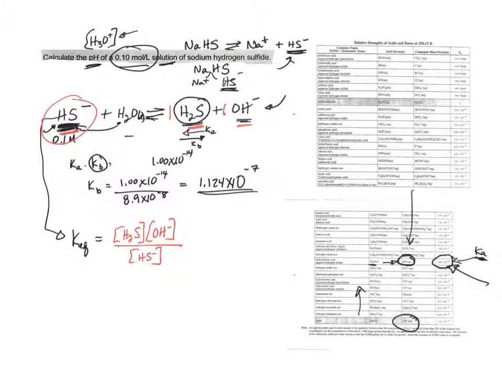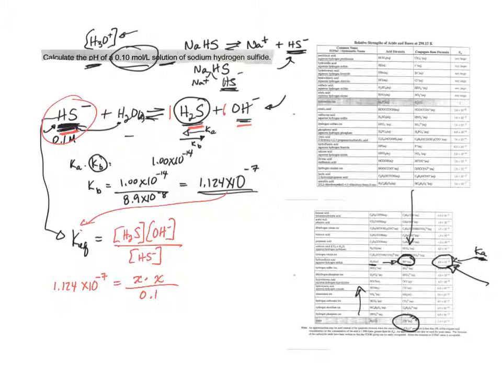Now, I know for this reaction that the Kb value, or the equilibrium constant, is this number. So I'll plug that in. So 1.124 times 10 to the minus 7th is equal to H2S. We'll call that X because we don't know it. And the hydroxide will also be X, divided by the concentration of HS, which is 0.1.